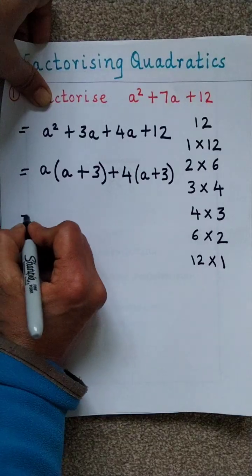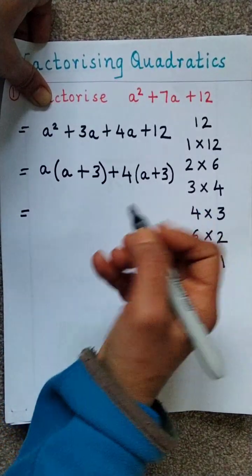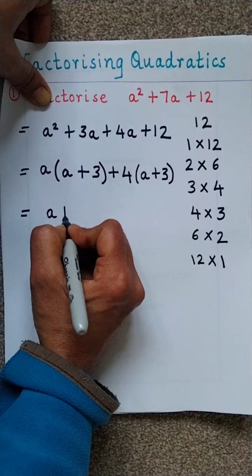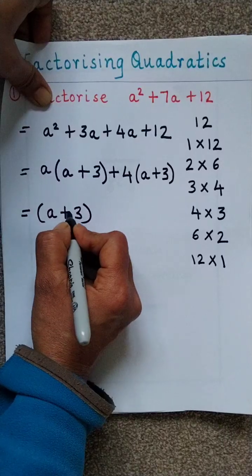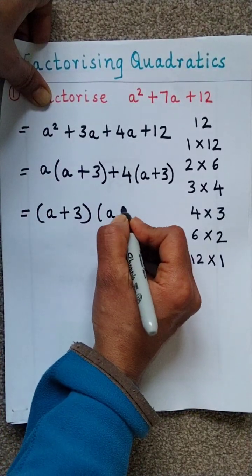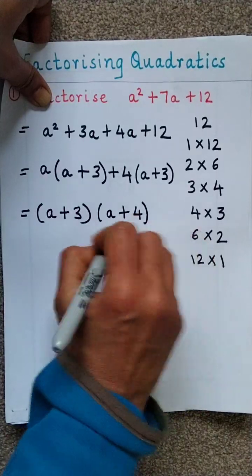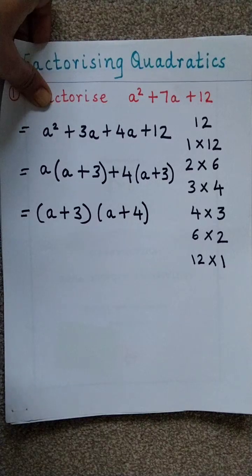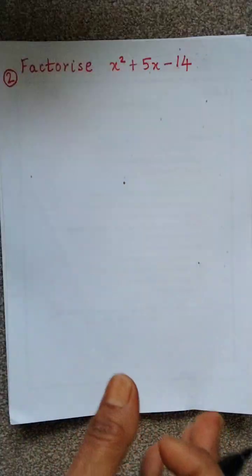Now the next step, a plus 3 is common in both parts. So we put it outside, a plus 3. And what remains? a plus 4. So in another bracket we put a plus 4. And this is the answer. Simple, isn't it? Okay. Now another question.